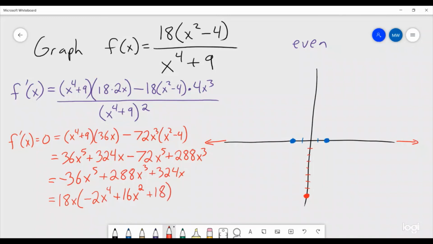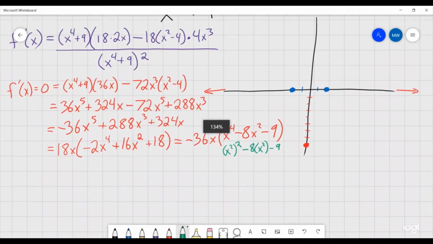So we could have actually pulled out another negative 2, so let's do that right now. So this is negative 36x times x to the 4th minus 8x squared plus or minus 9. And now we need to factor that. Well, factoring that might be a little bit tricky unless we recognize that this is like x squared minus 8x minus 9. So then this will actually factor out pretty nicely.